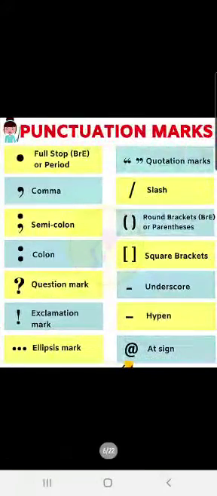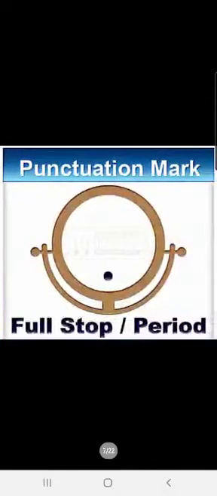Children, you can see there are so many punctuation marks on the screen right now. You have full stop, comma, semicolon, colon, question mark, exclamation mark, ellipsis mark, quotation, slash. You have round brackets, square brackets, underscore, hyphen, at the rate or at sign, and there are more punctuation marks, children. We are going to see the most common ones.